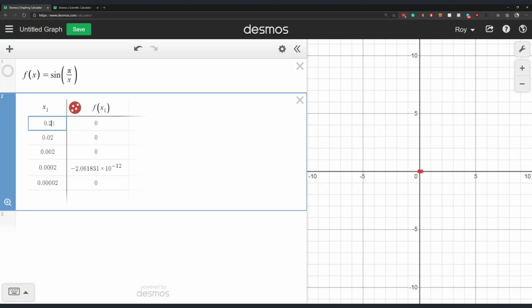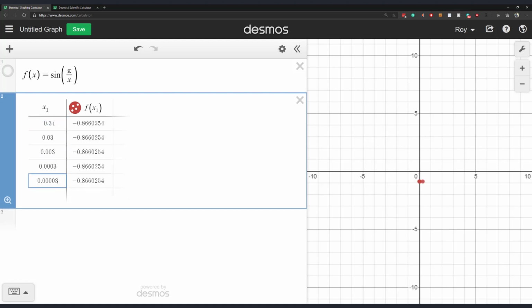Let's try this with a 0.3. Now this is interesting because if I replaced all those end digits, the ones, with 2, and now we're at 3, all of a sudden replacing with 3 creates something completely different. This is negative 0.8660254. By the way, that's negative square root of 3 over 2. So this is contradicting all of our previous results.